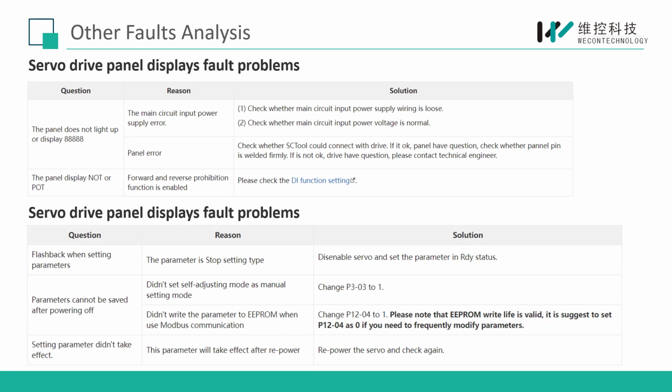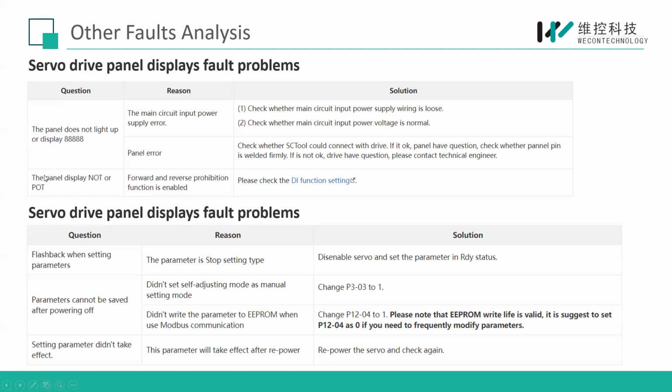This is the first condition. If you can't use SC tool to connect the driver, or you can't use SC tool to jog the driver, usually it is a control board question. So in this situation, we need to replace the control board, but not the panel. Maybe the panel has an error, or maybe the control board has an error. We need to analyze which part is broken.